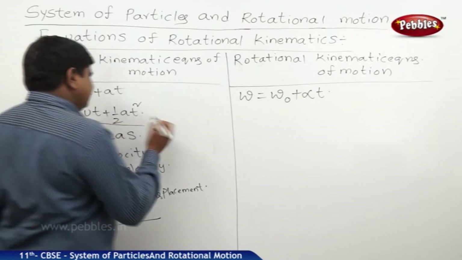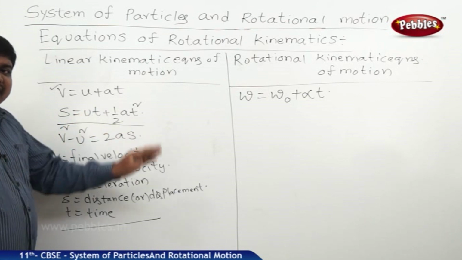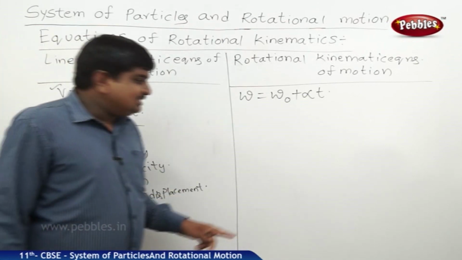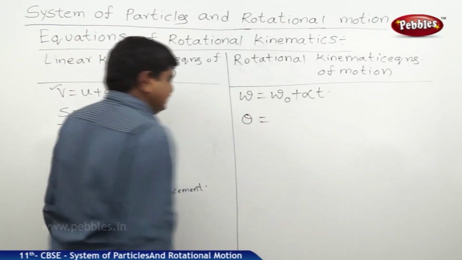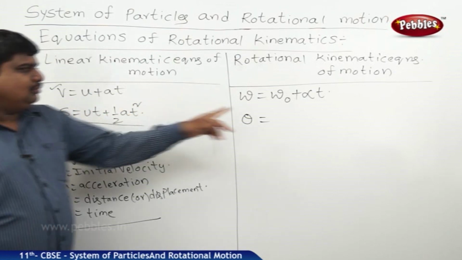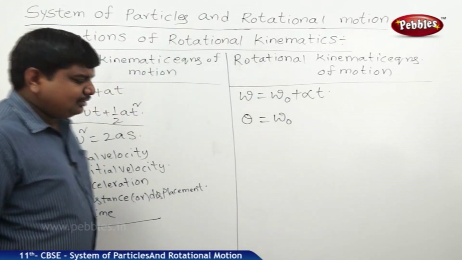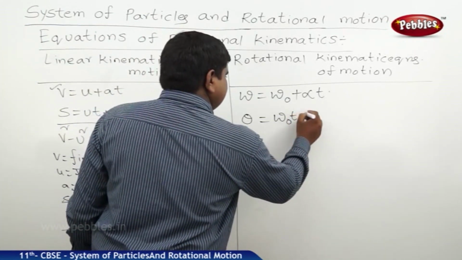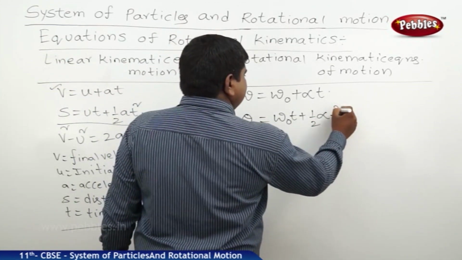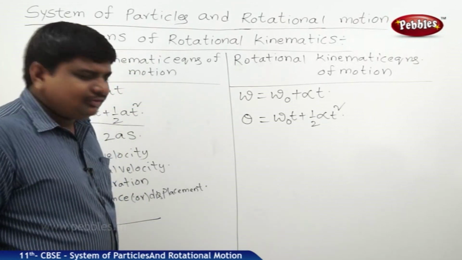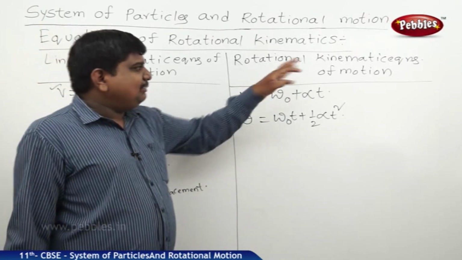Second one, s is equal to ut plus half at square, where s is the distance or displacement travelled by the body in linear mode. But this s should be replaced by angular variables. That means s should be replaced by theta. Therefore, theta is equal to, in place of u, we should write omega naught because it is initial angular velocity, times t, no change in time, plus half, in place of a, alpha, t square. So, theta is equal to omega naught t plus half alpha t square is the second rotational kinematic equation of motion.